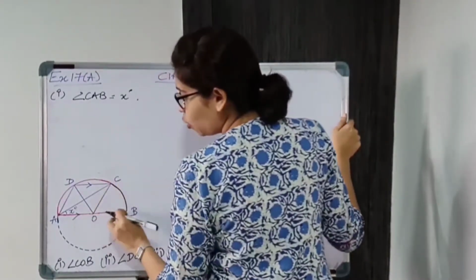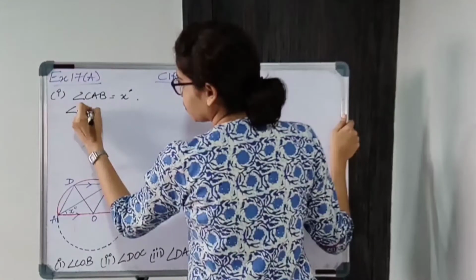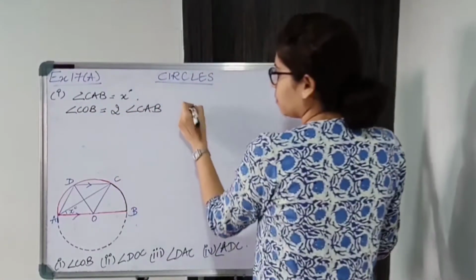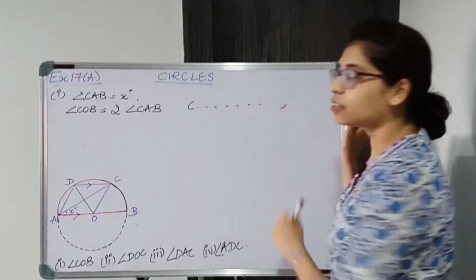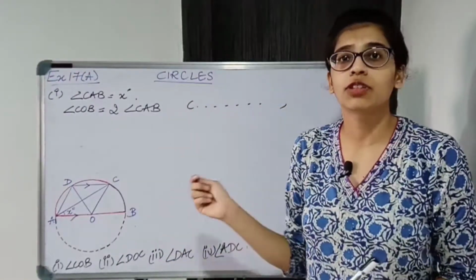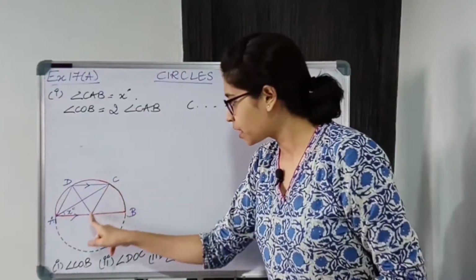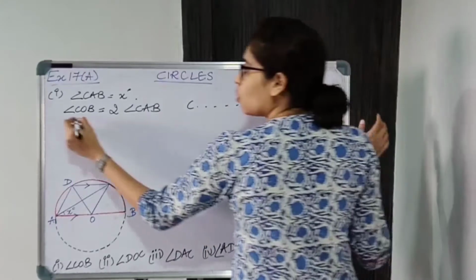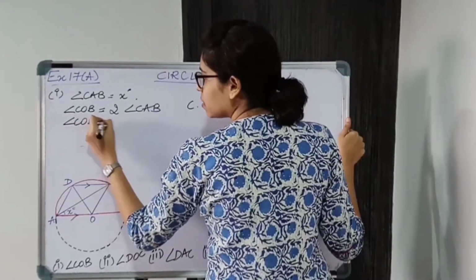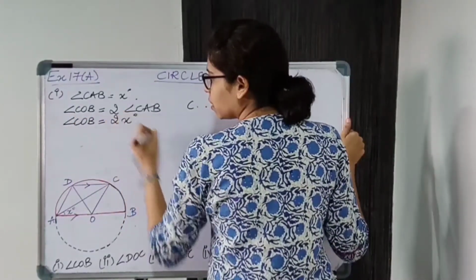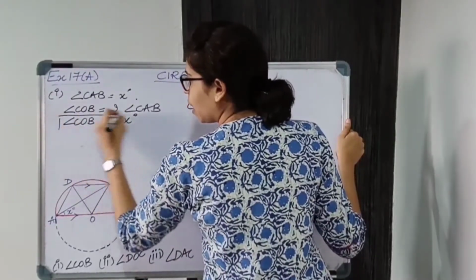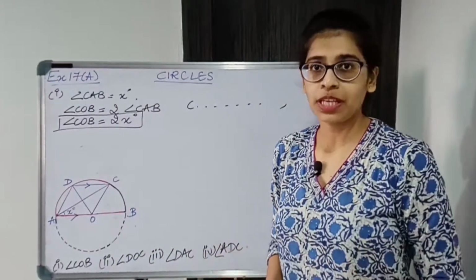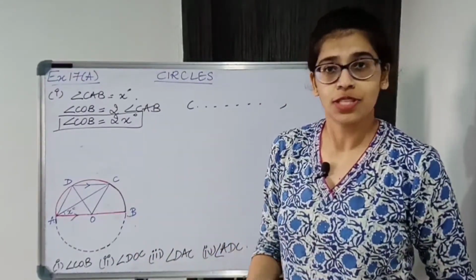Now COB is twice angle CAB. Angle subtended at the center of the circle is twice the angle subtended on the circumference of the circle. This is at the center, this is at the circumference. So angle COB is equal to 2x. So we found angle COB. First angle is found. Okay, now we have to find angle DOC.